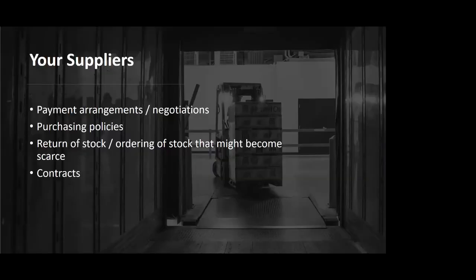Your suppliers. One of the ways to improve your cash flow is making a plan to deal with your suppliers. What payment arrangements and negotiations can you do there? Can you negotiate some new payment terms? What if you pay up front and ask for a payment discount right now? Or if you don't have sufficient cash flow to pay up front, ask for payments over a longer period of time. Ask if it's possible to hold stock on consignment, where you only are paying for it once you've sold that stock. Look at your purchasing policies.